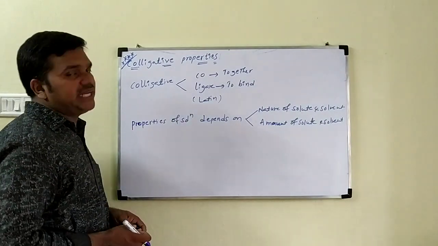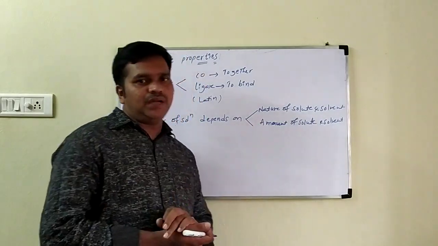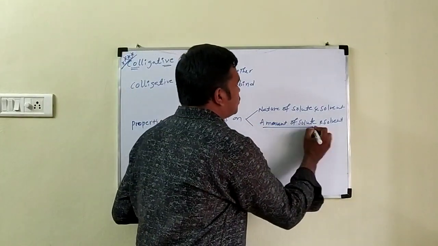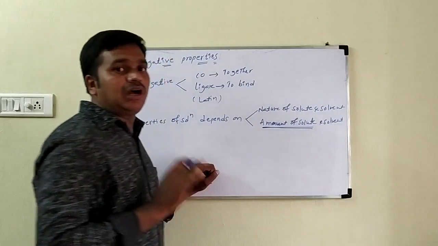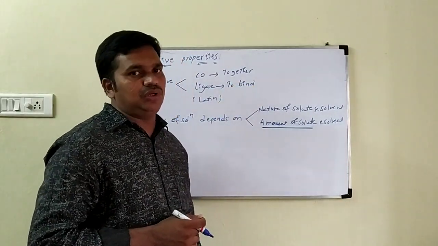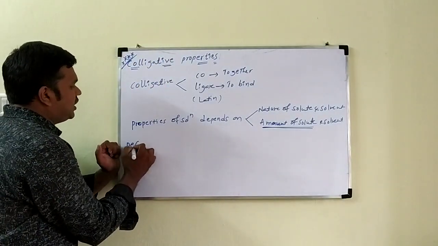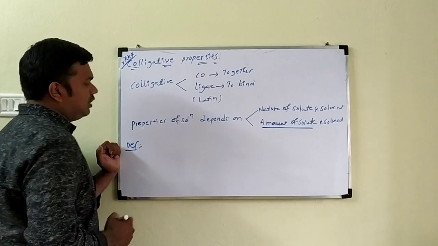Okay, what is the definition of colligative properties? The properties of the solution which mainly depend on the amount of the solute, and do not depend on the nature of the solute, we call colligative properties. Very important definition. Clear?